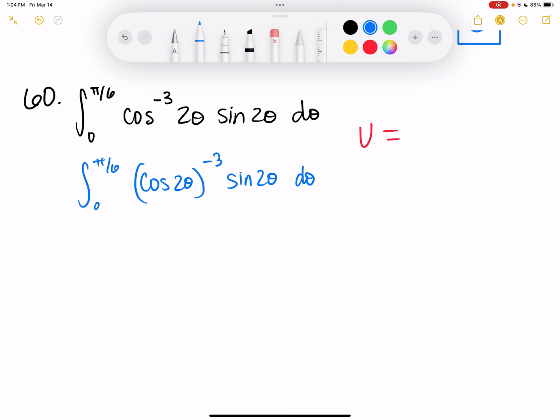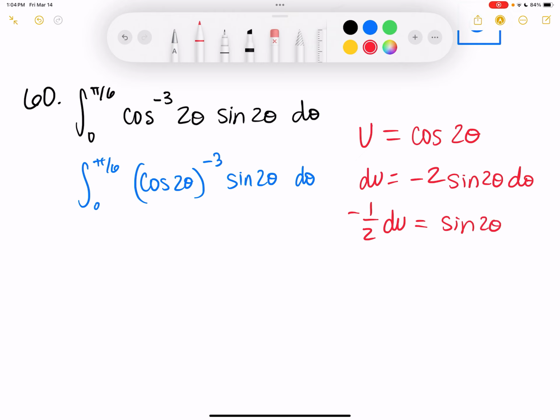So now what should u be? Cosine 2 theta. I was going to say sine. What would that make du? Negative sine theta. What else? It's a chain rule. 2. I didn't realize chain. Got it. So I don't have a negative or a 2, so I'm going to divide by that. So negative 1/2 du equals sine 2 theta d theta.